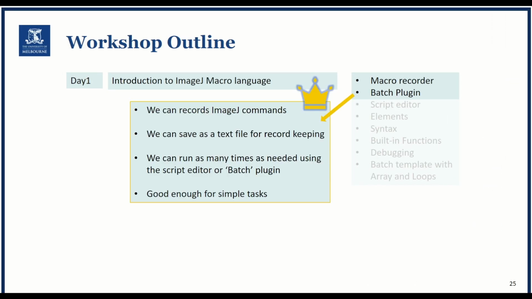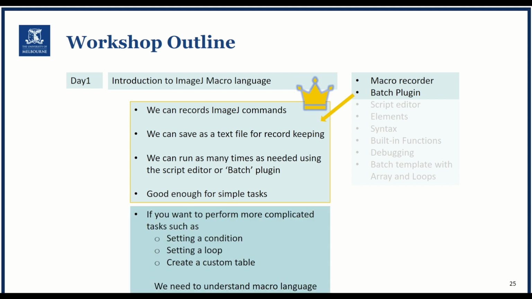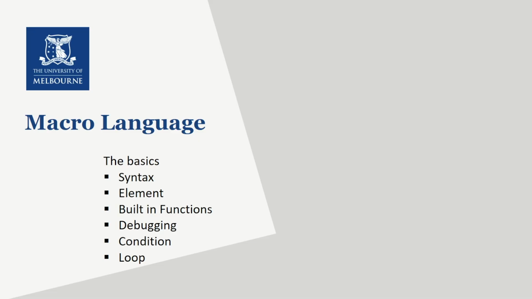So from this demonstration, we now know that we can record ImageJ commands using the macro recorder, and we can save it as a text file for future reference. We have also seen that we can run our scripts as many times as needed using the script editor or the batch plugin. So this will be good enough for simple tasks. If we want to perform more complicated tasks, such as setting a condition, setting a loop, or creating a custom table, we need to understand the macro language, and we'll get onto this in the next step.